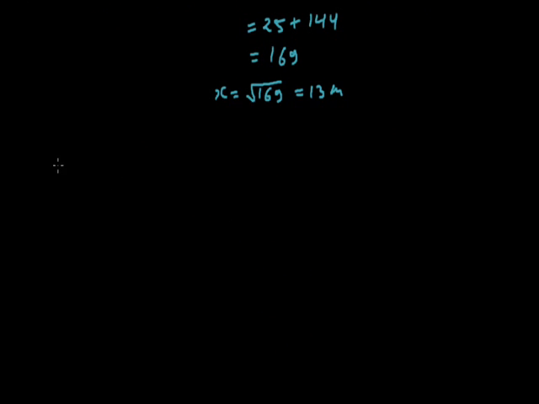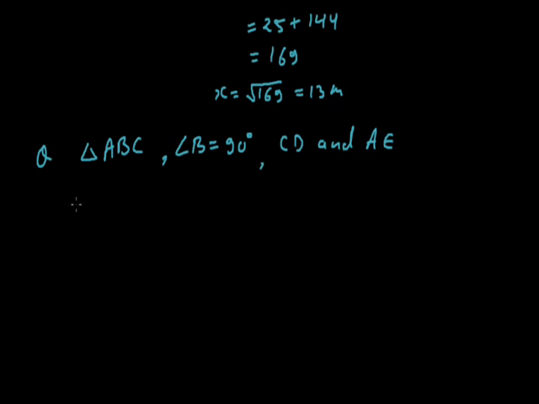Now we move to the next question. There is a triangle ABC in which angle B is 90 degrees. CD and AE are the medians.